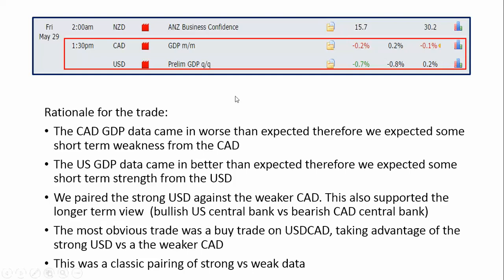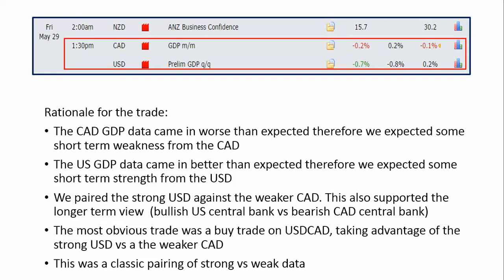So as we can see here, the rationale for the trade, this is your trading plan or your trading idea. Why did we buy dollar CAD? Well, the Canadian dollar was suffering from some short-term weakness because of the worse than expected GDP figure. Whilst the US GDP data came in better than expected, therefore we expected to see some short-term strength in the US dollar. So our whole thought process around buying dollar CAD was to benefit from the stronger dollar and the weaker Canadian dollar.